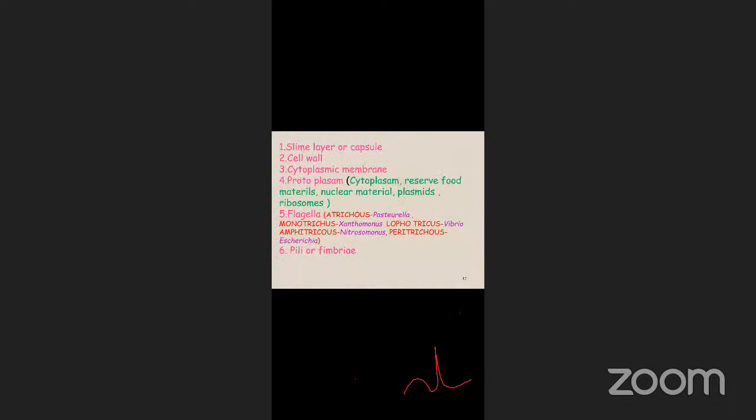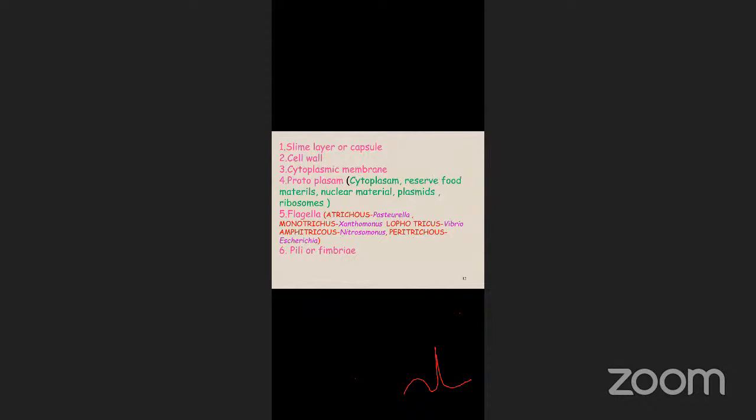Okay, so coming to the ultrastructure of a bacterial cell, what are the structures, the nucleus? These are some important components of the ultrastructure of a bacterial cell.